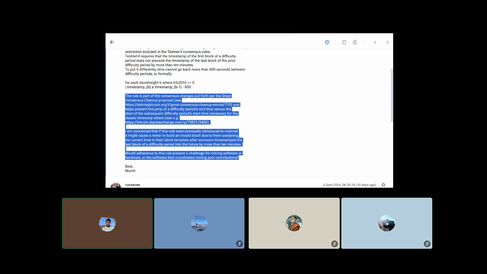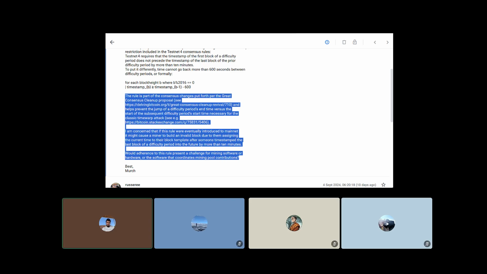I cannot remember who proposed this. If somebody remembers, please mention the name. It's either Greg Maxwell or Matt Corallo. It's one of the two. I believe it's Greg Maxwell. I'm not very sure. One of the two. Okay. So this proposal is also being made for the mainnet.